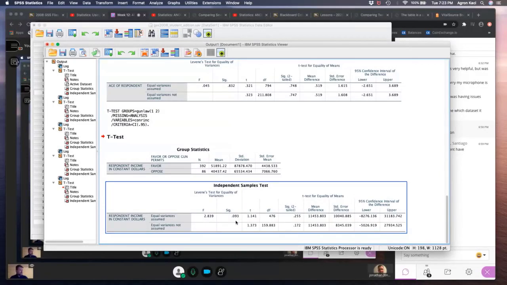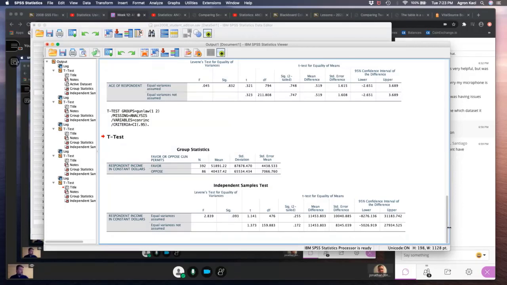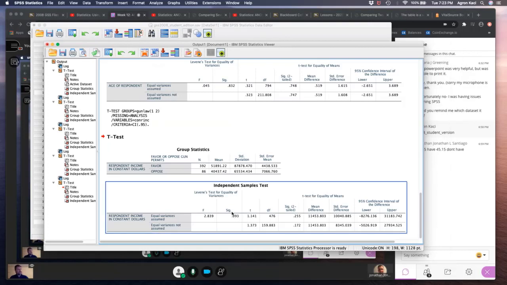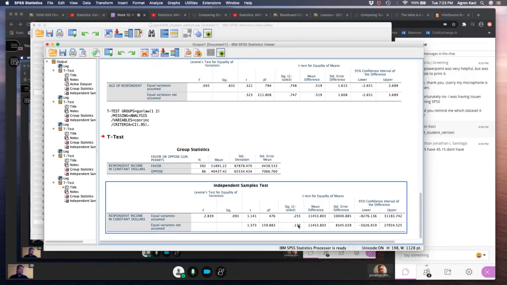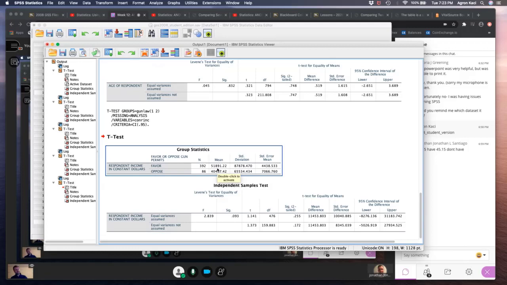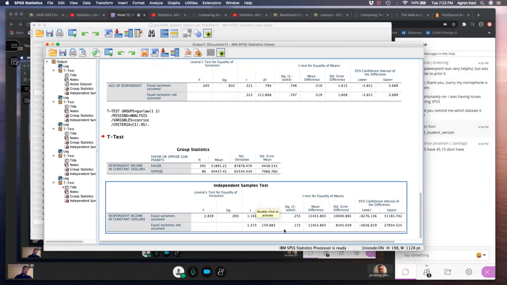I really like this example. I didn't mean to show this because I didn't know what the result would be, but it's a good example of what this means. 0.09 is greater than 0.05, but smaller than 0.1, right? In this case, it means that this mean difference is not really significant. So even though those who favor gun permits make more money on average than those who oppose gun permits, this difference is not significant. That's what it means.